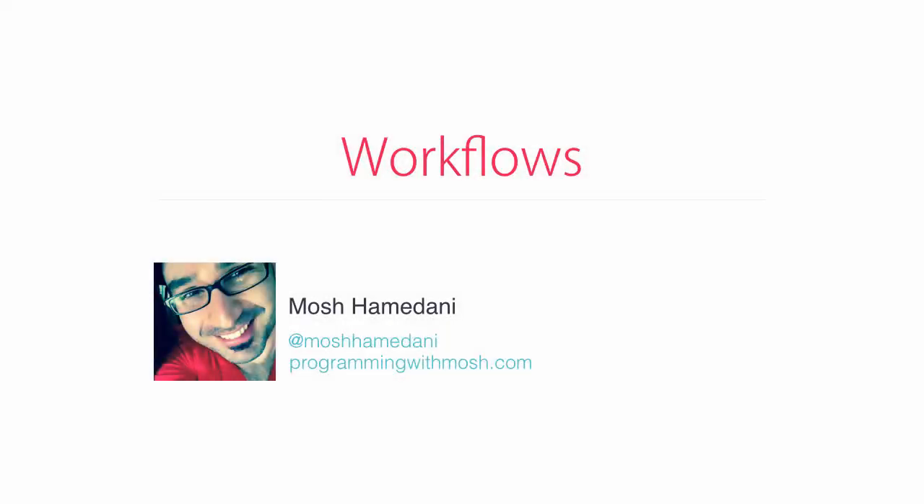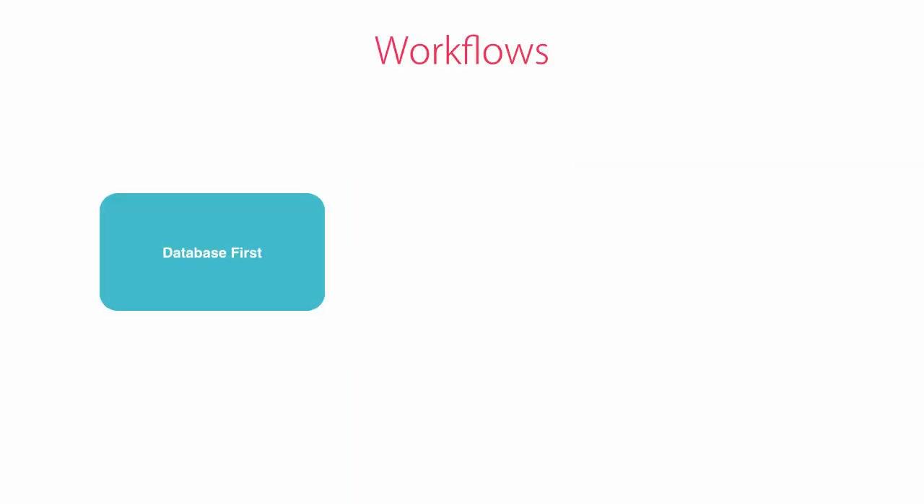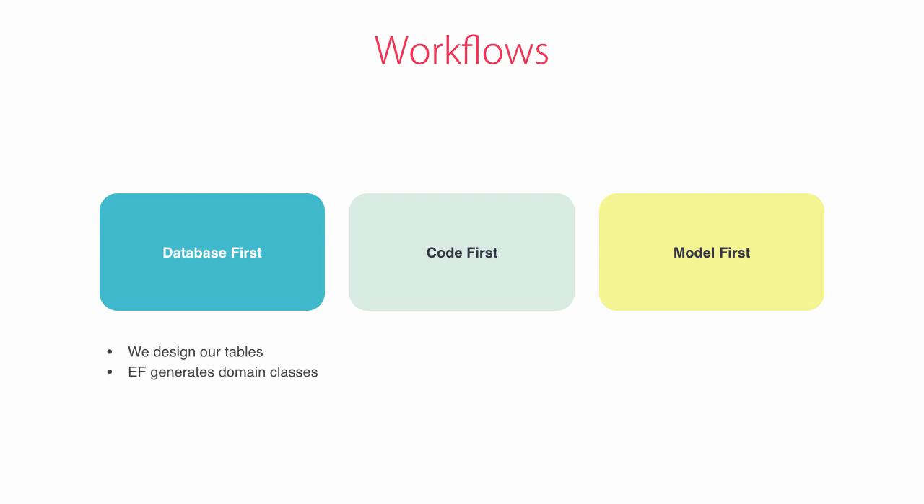So there are three workflows to build a domain model using Entity Framework: database first, code first, and model first. With database first, of course, we start with the database. So we design our tables using visual designers and then have Entity Framework generate the domain classes based on the database. This is the traditional approach that a lot of developers have been doing for years.